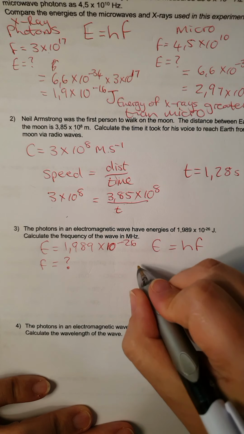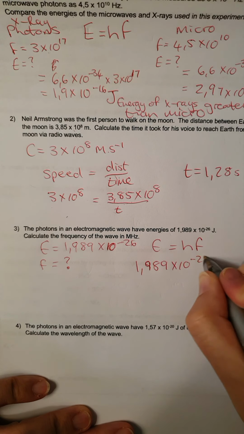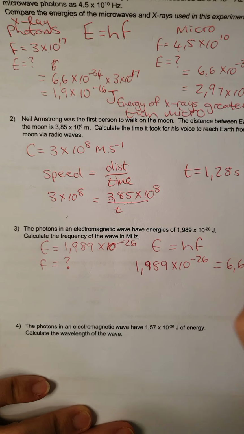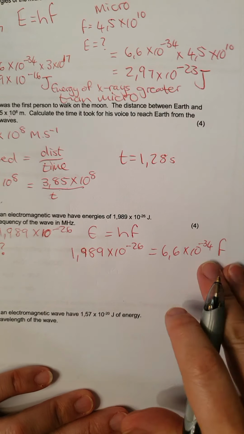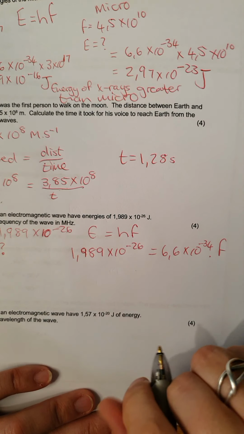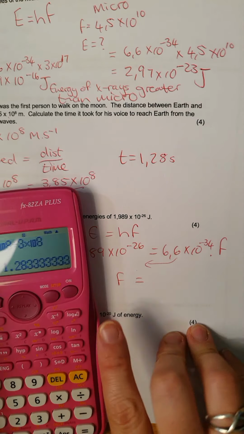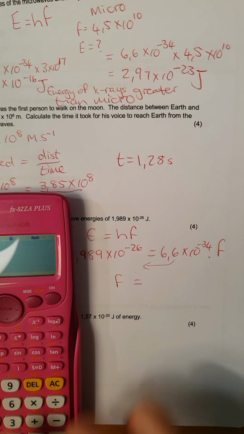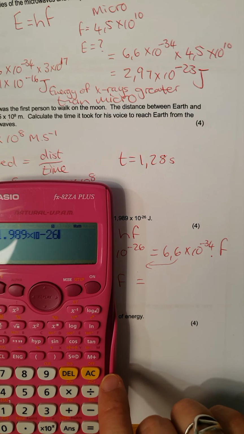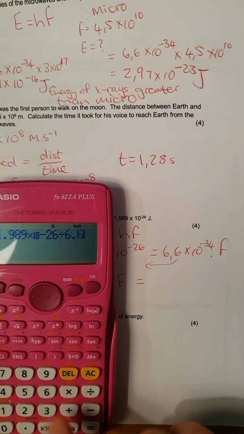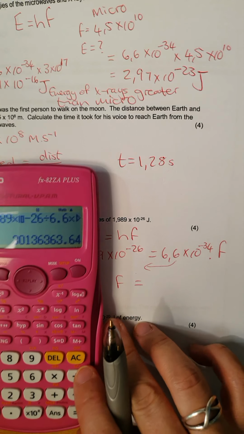E equals hf, and we now have, because you're using a lot of maths and science now, hey, 10 to the minus 26, 6.6 times 10 to the minus 34, and there is my f. So you just substitute as you normally would, and then solve for the equation. That will go under there, and you'll have that divided by 6.6. So 1.989 times 10 to the minus 26, divided by 6.6 times 10 to the minus 34. Now you can see the value.